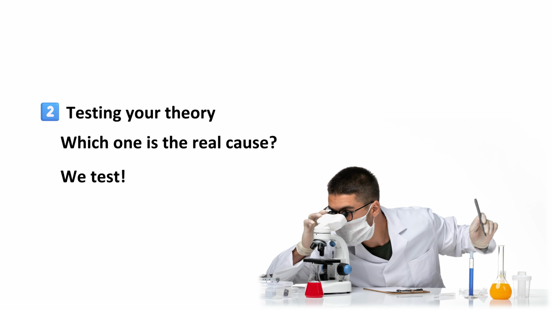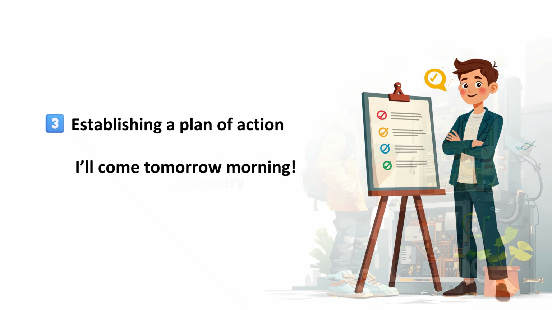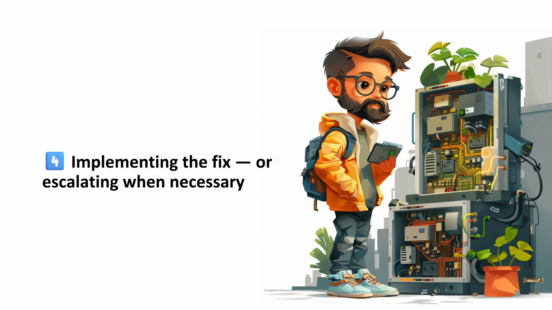The next step is establishing a plan of action. Once you know the cause, decide how and when to fix it. In larger companies, big fixes often require approvals, scheduling, or impact analysis. We'll dive deeper into that in a future video. Then step 4 comes in. Implement the plan, or escalate it if it's beyond your authority or expertise.